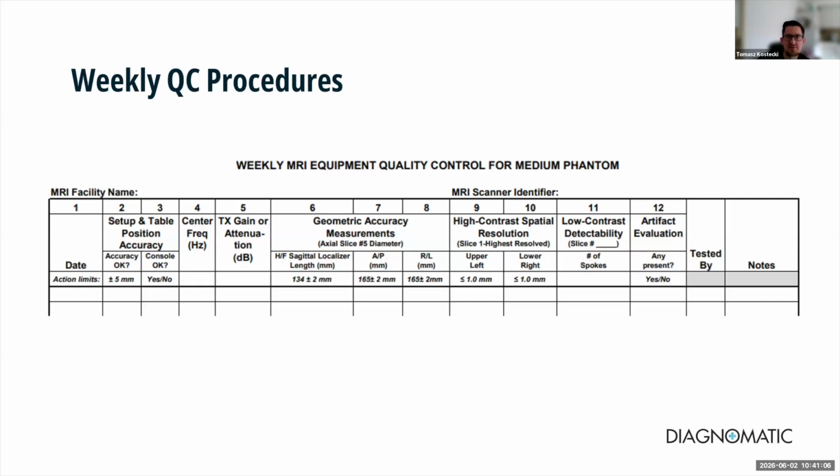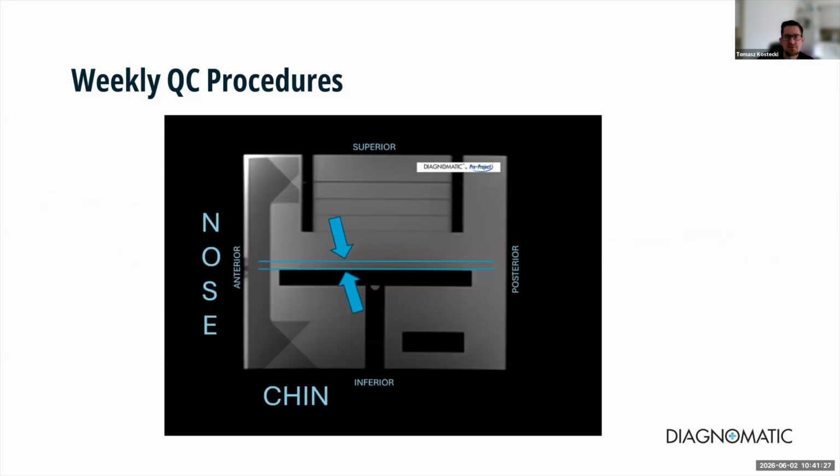The ACR provides a weekly quality control data form to help record the test results in a consistent way. This makes it easier to compare results over time and identify changes in scanner performance. The first test in this form is setup and table position accuracy. To perform this test, we use the sagittal localizer image.